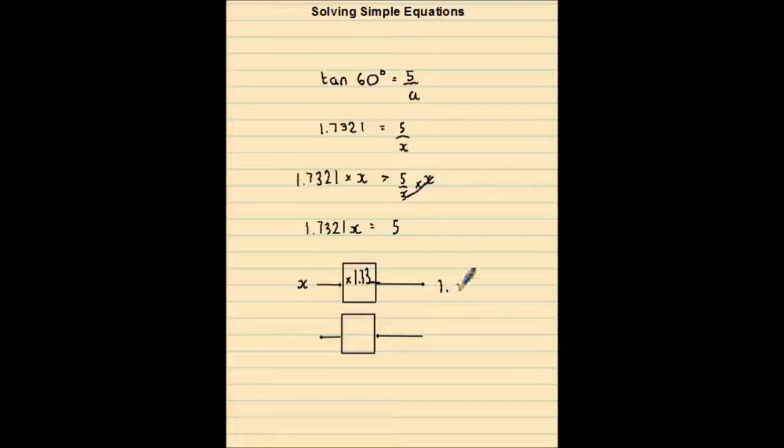So out of the function machine comes 1.7321 x. Now we look at what we've carried out, and in the box underneath we write out the inverse or opposite operation, which is divide by 1.7321. So the function machine has told us in step 1 what it is that we're actually going to do.